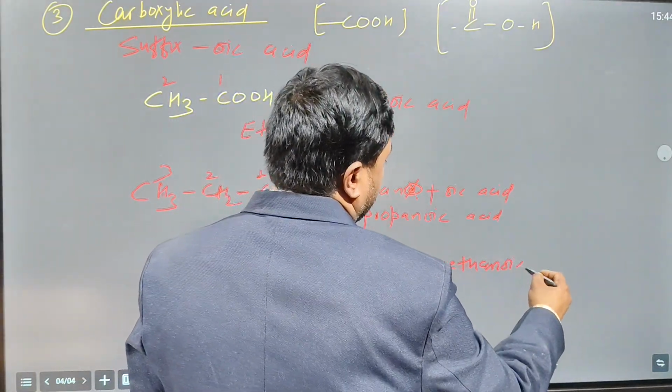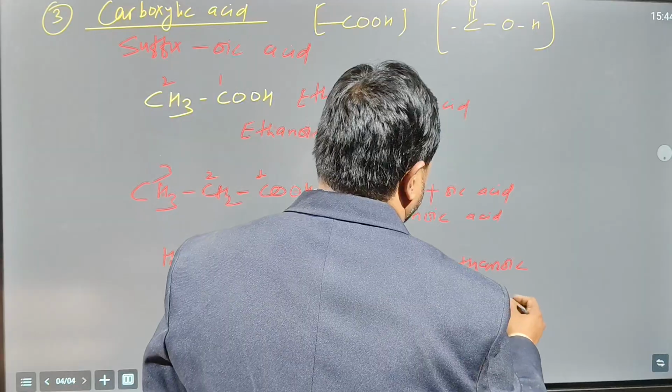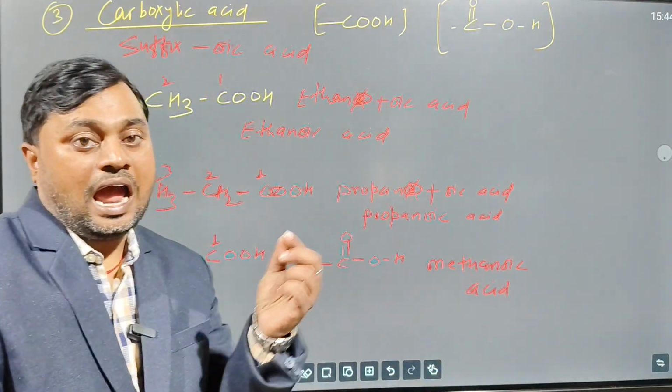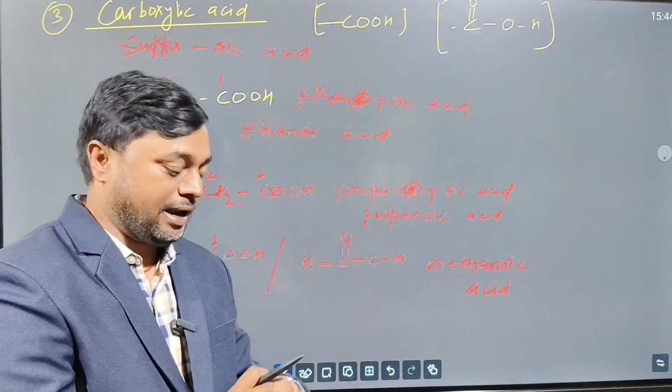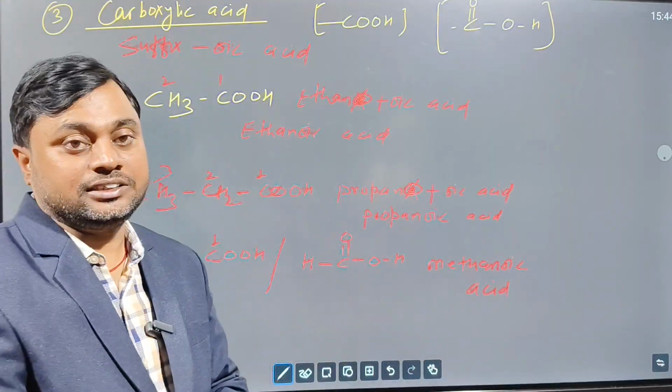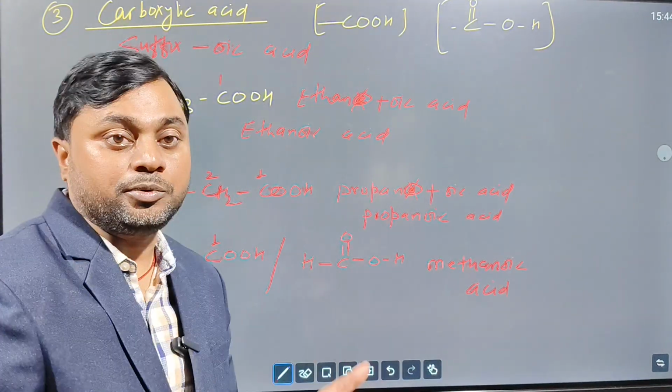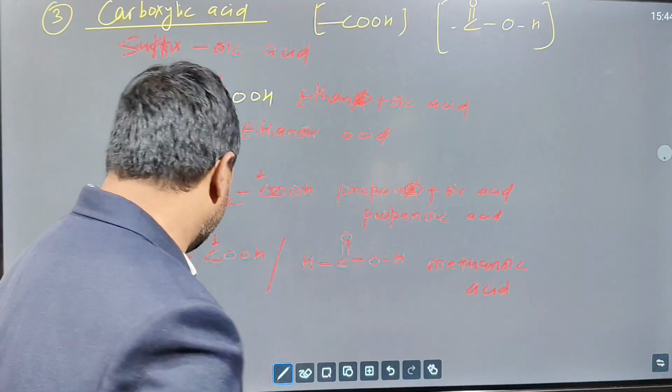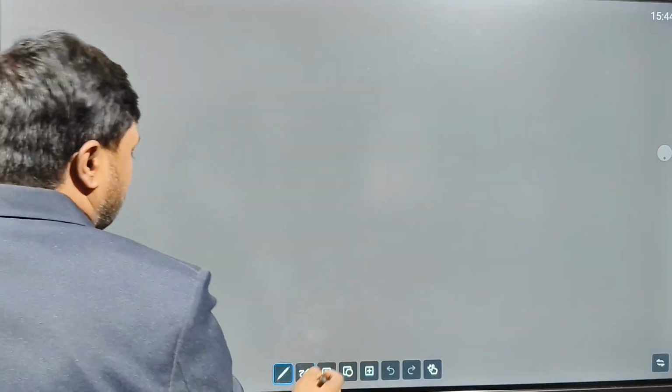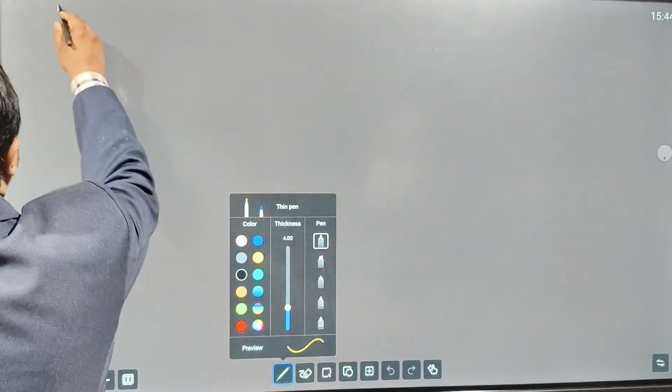What is methanoic acid? This acid is released by an ant sting or honeybee sting. Yes or no? When they bite, they secrete this acid. To get relief, what do we have to use? Baking soda, any paste you can use. Yes or no? Now, let's talk about the next one.